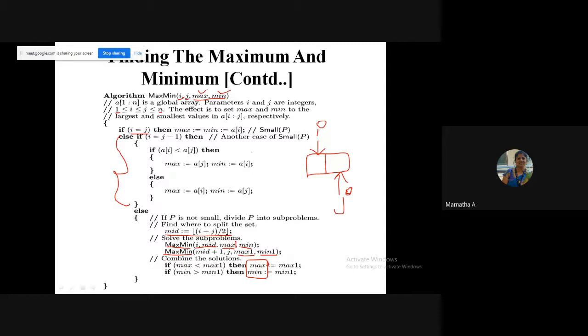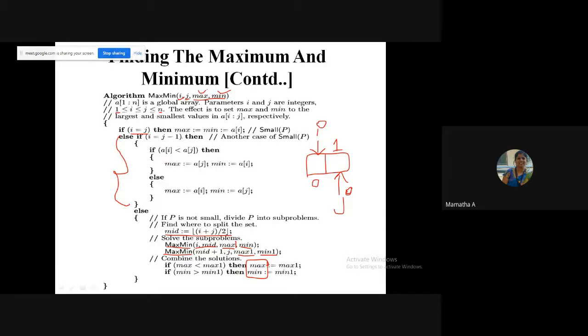I hope you are getting it. Yes or no? There are only two elements. Say for example, this is 0, this is 1. So i will be equal to j minus 1. i is 0, j minus 1 is 1 minus 1, which is 0. Right? i equals j minus 1.